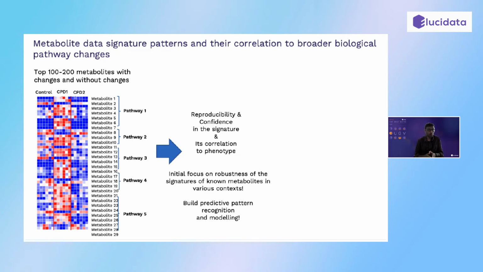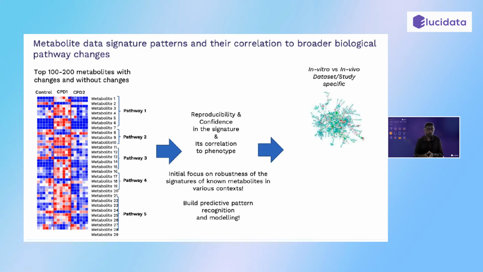So the initial focus we wanted to spend on the robustness of the signatures of these known metabolites in various contexts, and build probably a predictive pattern recognition and modeling to better define compounds from the metabolomics point of view, apart from the other data points in other omics that we are collecting generally.